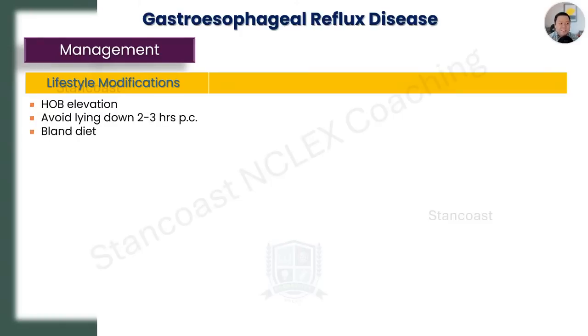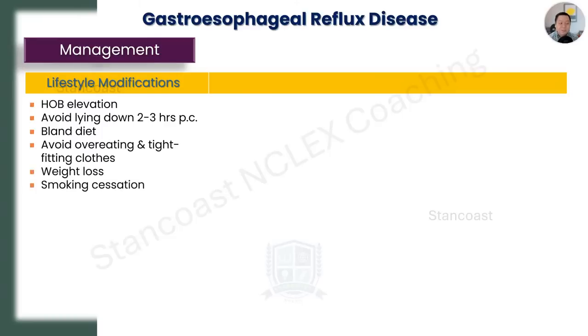And regarding their diet, they're going to be following a bland diet, avoiding garlic, onions, peppermint, fatty foods, maybe chocolate, coffee, citrus juices, cola, tomato products, and the catch diet that I mentioned earlier. And they need to avoid overeating and tight-fitting clothes as well. And they need to be taught about starting to lose some weight and to also stop smoking, together with the reduction in their alcohol consumption. These are very important in managing their lifestyle.